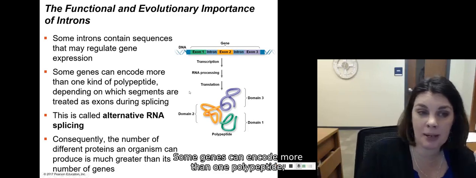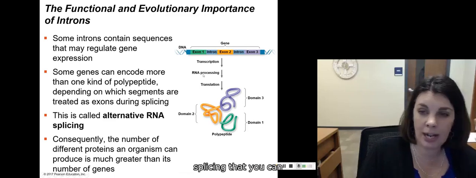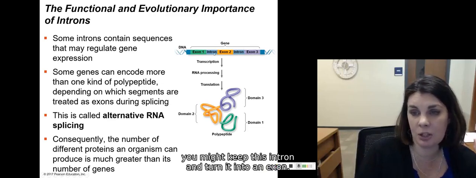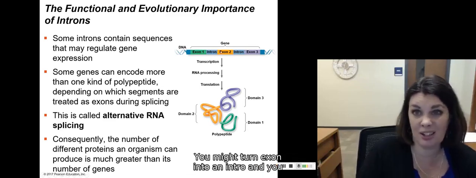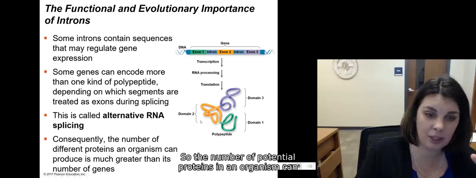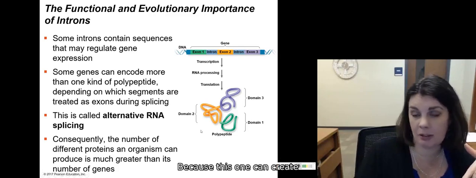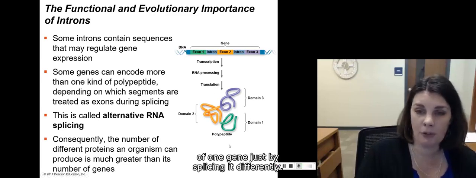Some genes can encode more than one kind of polypeptide, depending on which sections are treated as exons or as introns. So that is called alternative RNA splicing, that you can splice this one gene in different ways. So instead of having 3 exons, you might keep this intron and turn it into an exon. You might turn this intron into an exon. You might turn an exon into an intron. You can get very different genes. So the number of potential proteins that an organism can produce is in fact greater than its number of genes, because this one gene can create many different versions that do slightly different functions, just by splicing it differently.